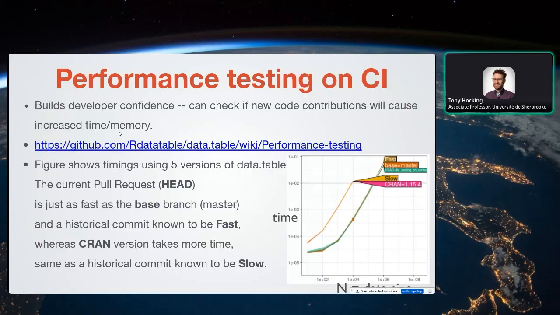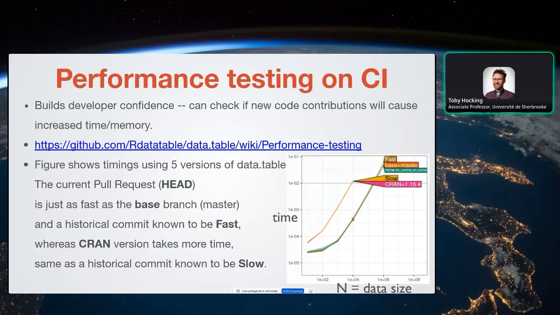What we're doing is running this performance test for every one of the pull requests. Here's a plot of n equals data size in some particular computation, as a function of the time. We also look at memory, but here this is just a plot of the time. Here we have 5 different colored curves, which correspond to different versions of data table that we're using to do the computation. We can see there's this CRAN version, which is the same as slow, which has increased computation time relative to these other 3 versions: fast, base equals master, and then head.